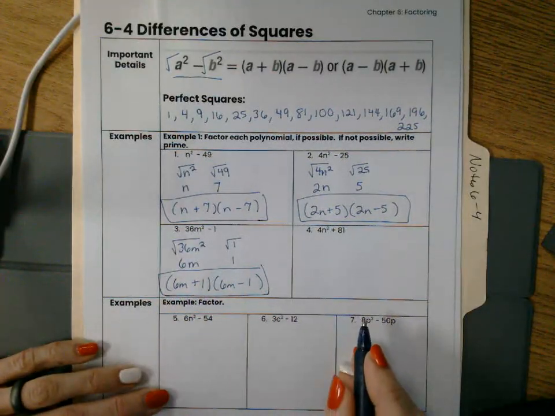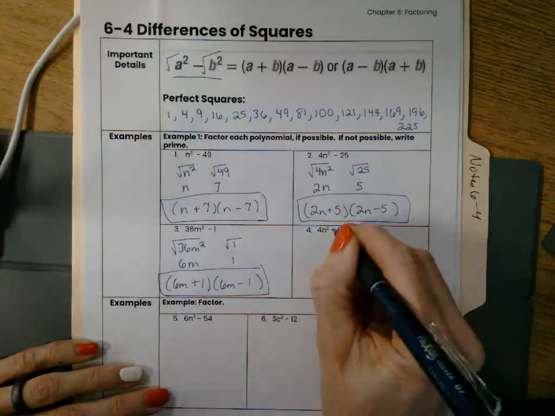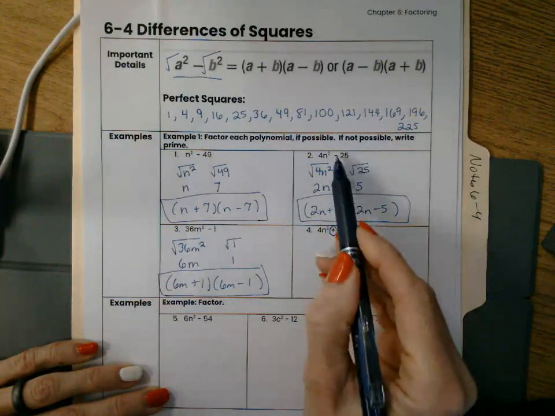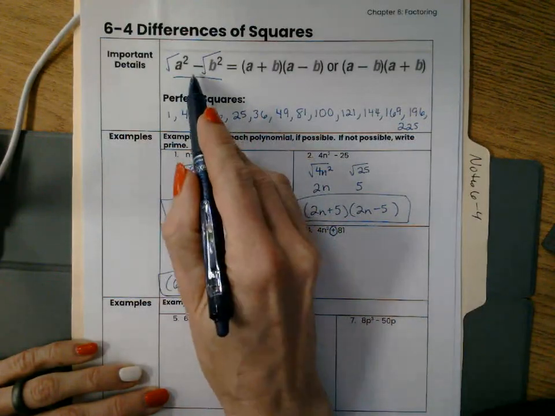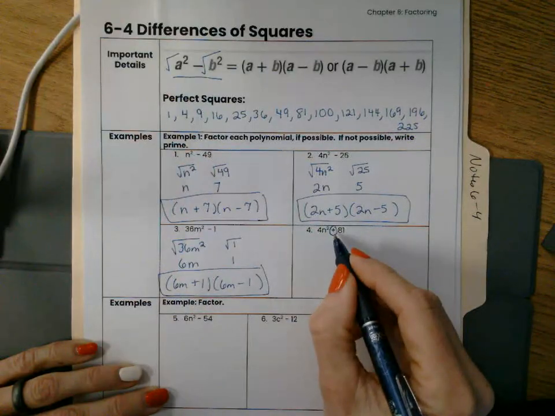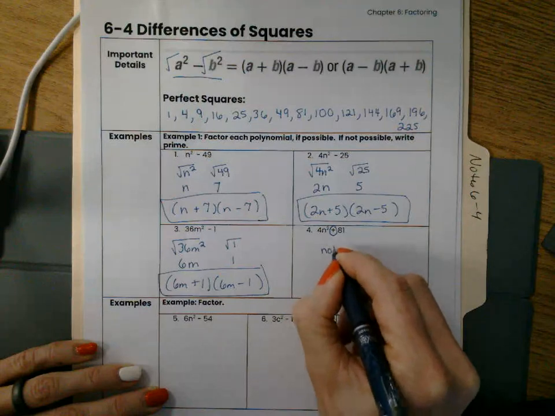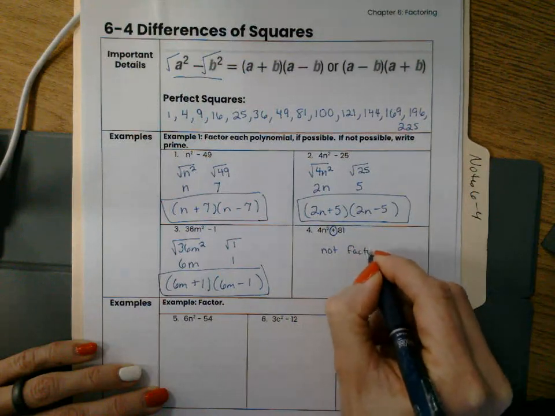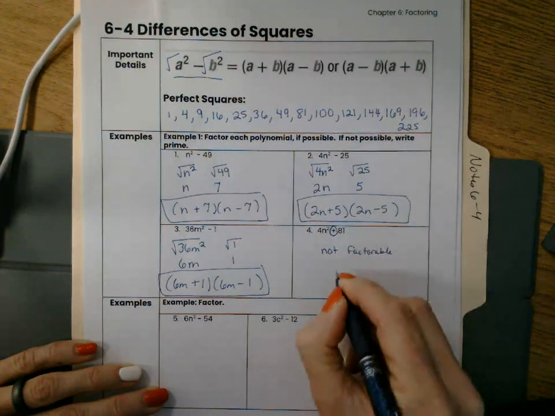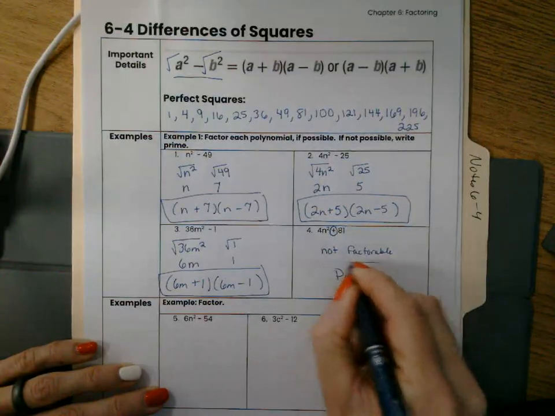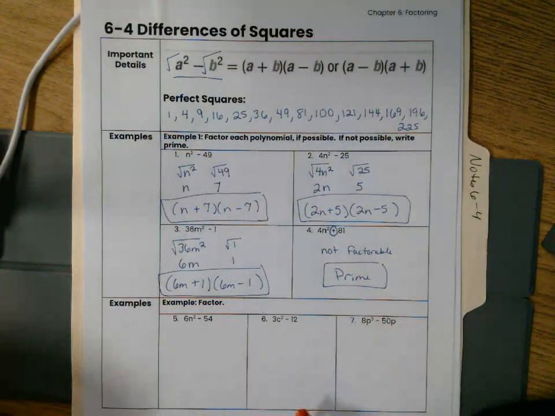Okay, number 4, here's where we get one of these that's not possible. It has to be subtraction. All of these are subtraction. Up here it says subtraction. If it is a plus, then you cannot factor it. So not factorable. So what we do is we call it prime. And you're done. That's it.